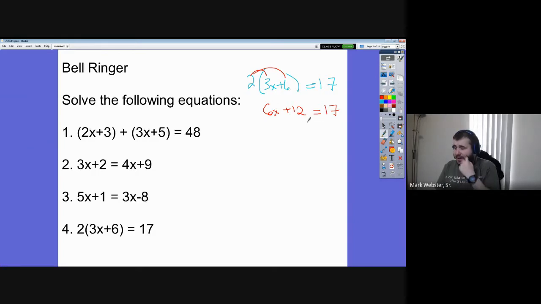So now that I'm here, I've got a two-step equation, and I'm just ready to go. I don't have to think much about it anymore. Minus 12, minus 12. 17 minus 12, we're going to get 5. 6x. And you're looking at this and you're saying, but it's not going to go in evenly. And that's okay. It will not go in evenly.